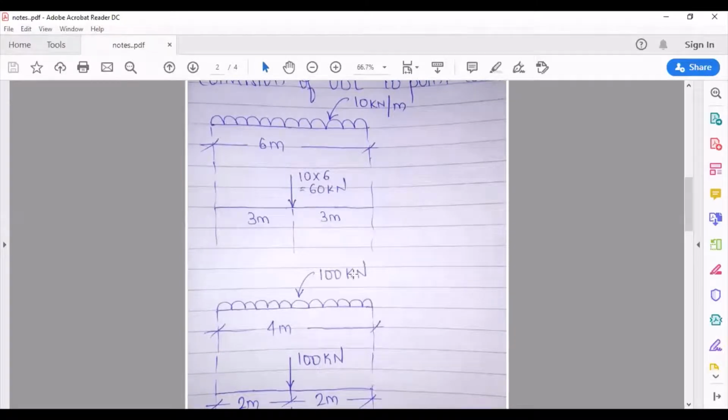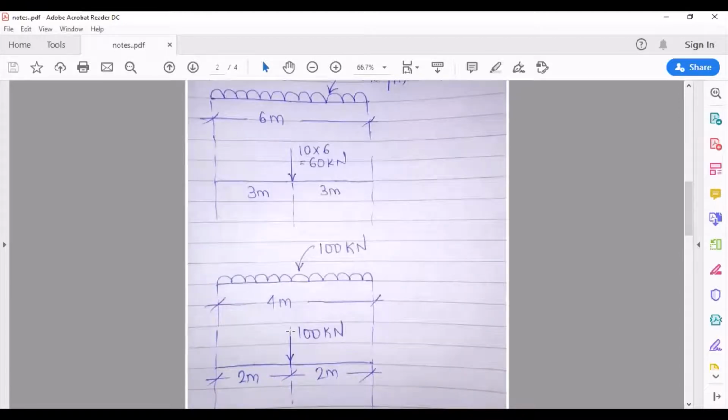I'll tell you why. Now see, only in case the unit is kilonewton per meter, then only you are going to calculate the area of the rectangle and write the magnitude of the point load. In case it is not kilonewton per meter and it is only kilonewton, it means that 100 kilonewton itself is the point load. So you can see here 100 kilonewton, I have shown it directly as a point load, and the location, as usual, will be the same.